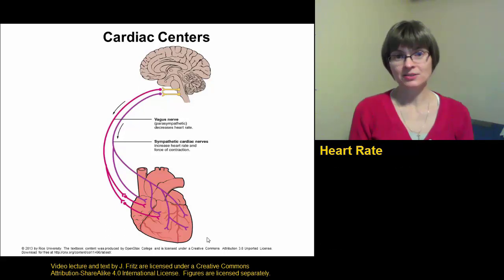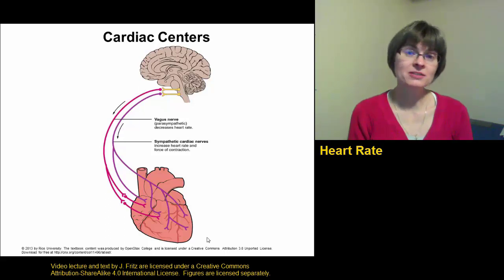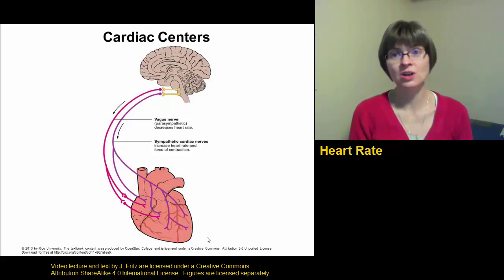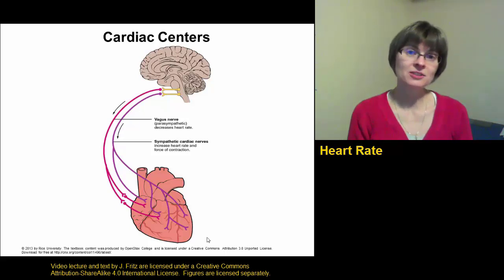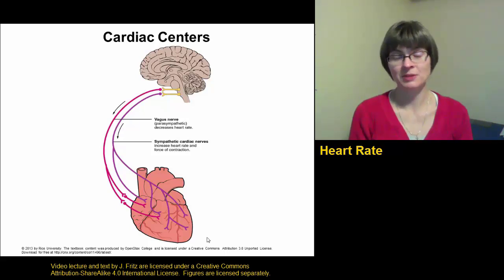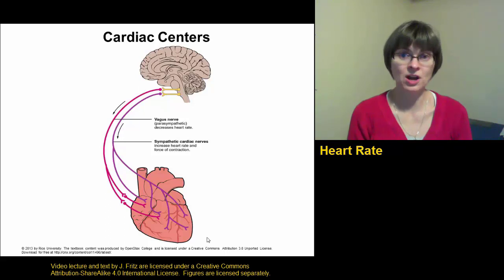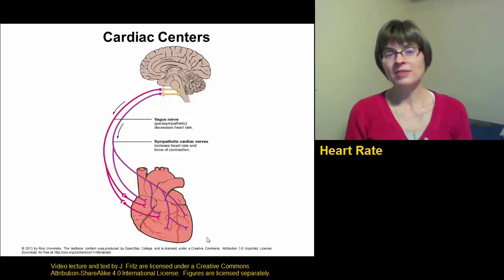Whether the cardiac centers are going to activate sympathetic or parasympathetic neurons depends on the sort of information that's going to the cardiac center. And there are lots of different areas in the body and brain that send information to the cardiac center in order to control the heart rate. One thing that controls the heart rate is your movement.